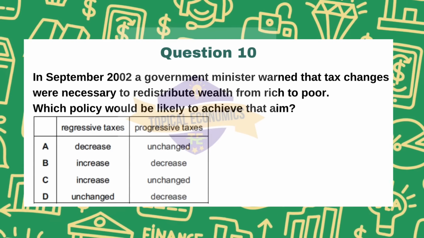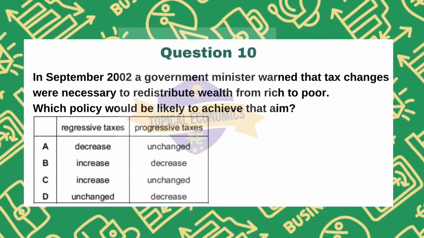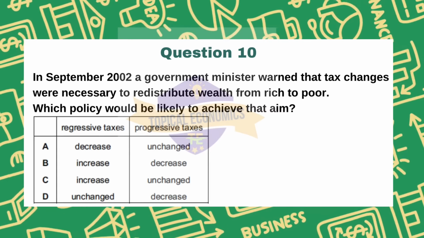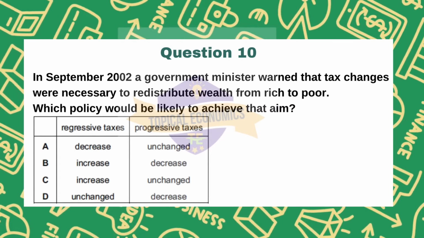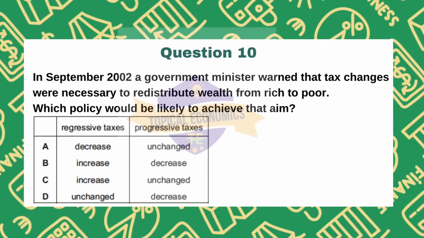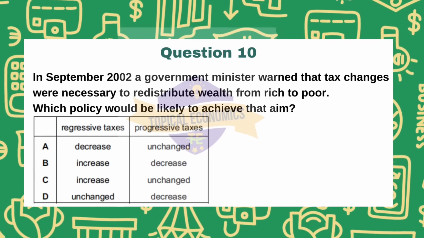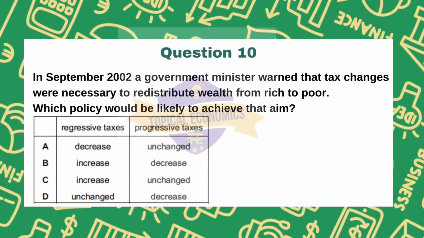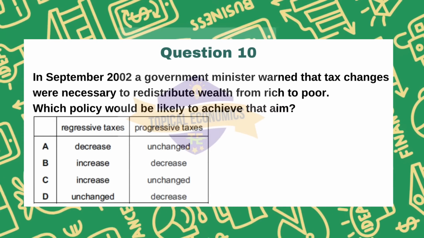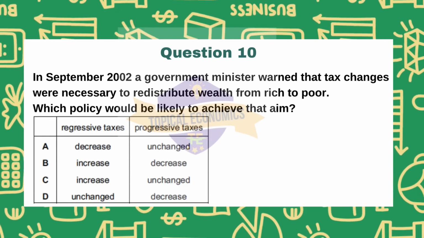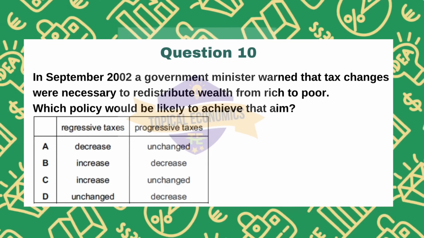Moving to the 10th question. In September 2002, a government minister warned that tax changes were necessary to redistribute wealth from rich to poor. Which policy would be likely to achieve that aim? The correct answer for this question is option A. Reduced regressive tax will lead to higher tax revenue from those earning high, and keeping progressive tax at the same level will also lead to higher tax payment from the high earners. So, government will earn more tax to pay more unemployment benefits to the unemployed, and in this way income will be distributed from rich to the poor.